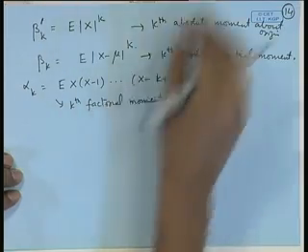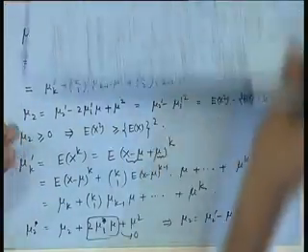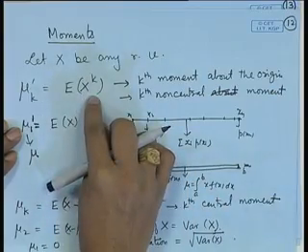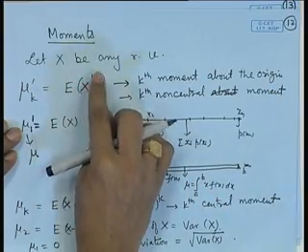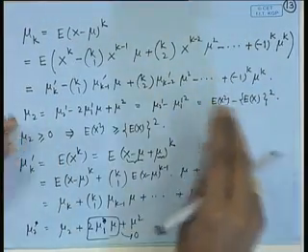In all the definitions of the moments, the basic thing is that these expectations must exist. For example, the expectation of modulus x to the power k must exist, and the expectation of modulus x minus mu to the power k must exist. That means the corresponding integrals or summations must be absolutely convergent. In some cases, a lower order moment may exist while a higher order moment may not exist.